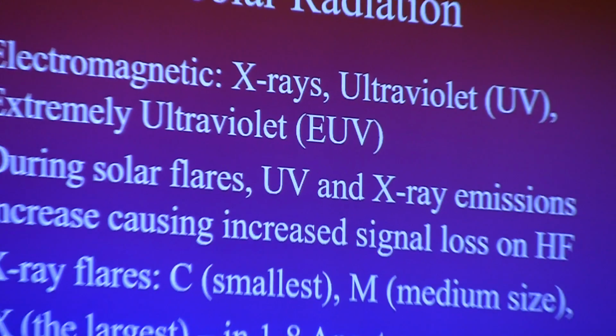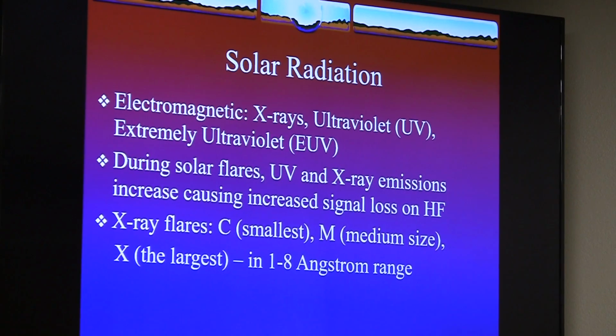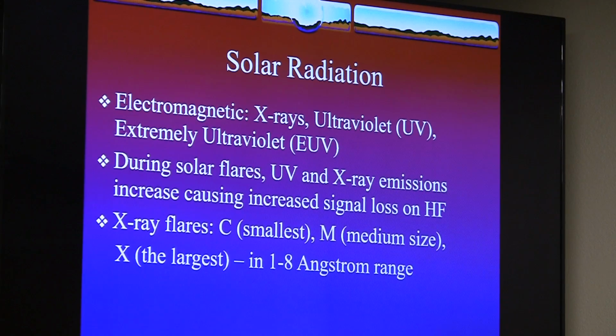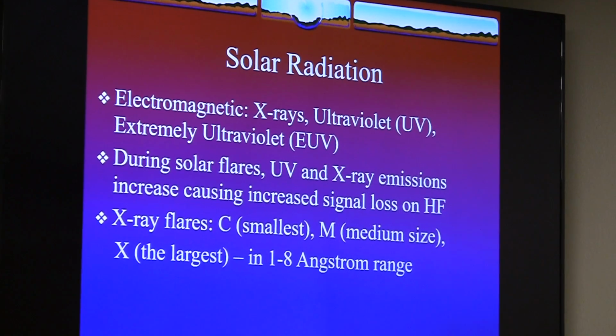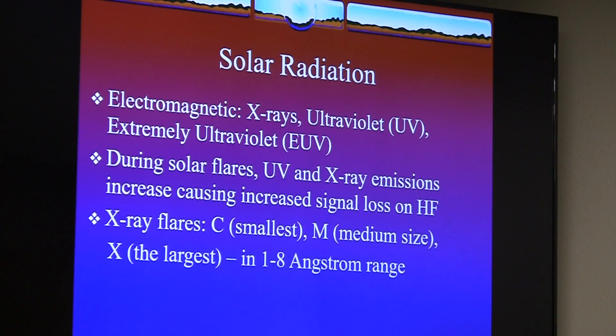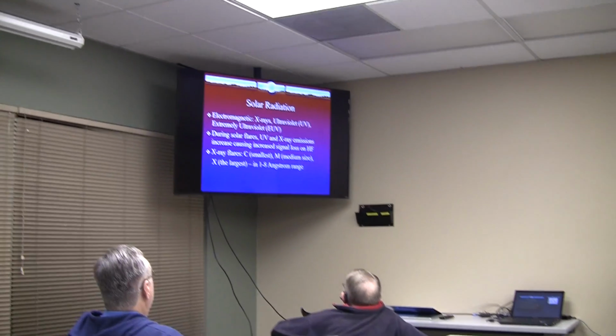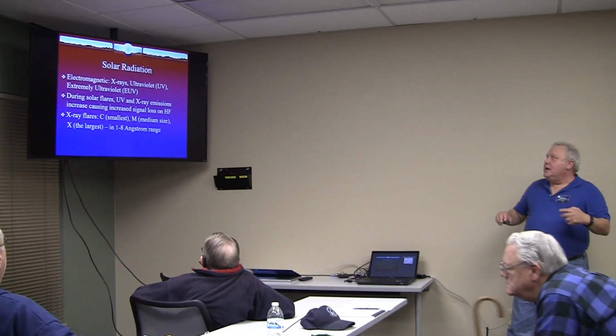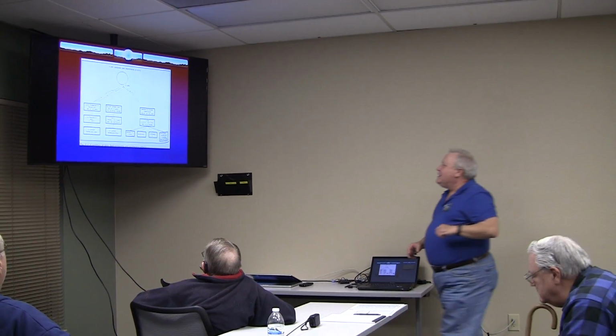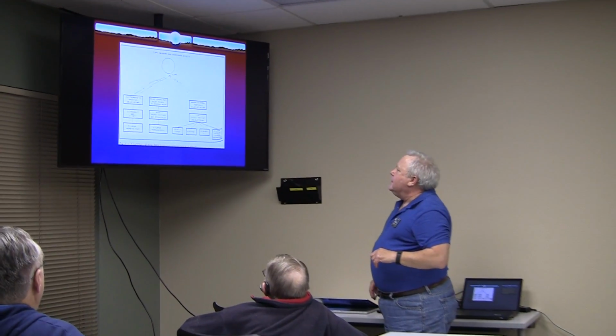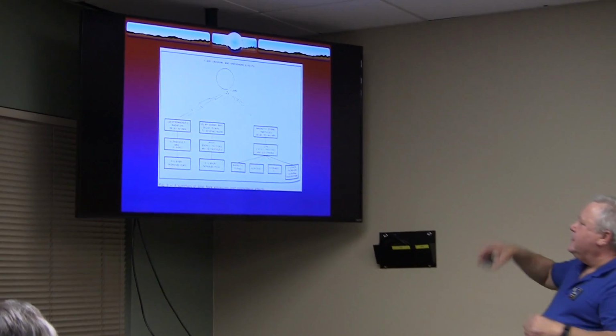Solar radiation: X-rays, ultraviolet, extreme ultraviolet. During solar flares, the ultraviolet and the X-ray emissions increase, and they cause HF signal loss. X-ray flares are small, medium, and large, and they're measured in an angstrom range, which is just a measurement of X-ray frequency. And we'll talk a little bit about what the numbers mean, because you can find the numbers at any given time.